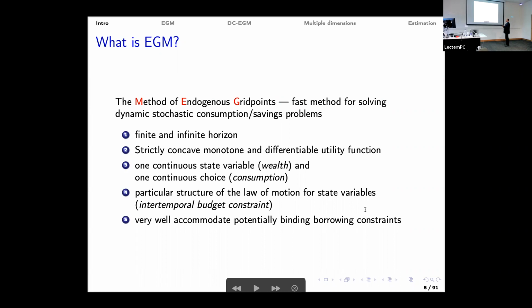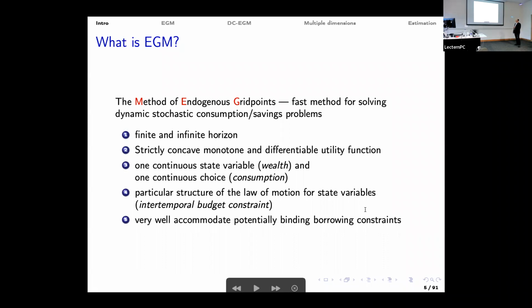In the standard formulation, we will have one continuous state variable, wealth, or think of this as wealth, and one continuous choice variable, consumption. And so we're in the very standard consumption savings model that John Stakarsky was showing you on the first day.